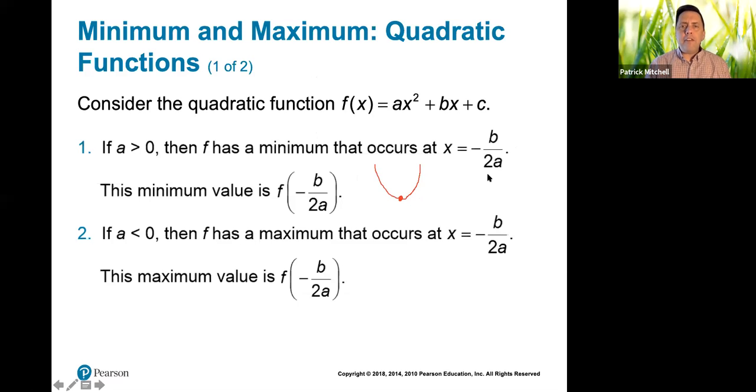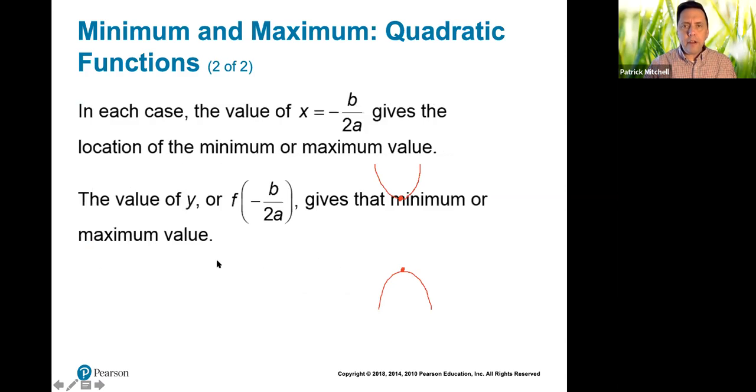Now, when you're doing problems involving the minimum or maximum value of a quadratic function, you have to pay attention to the question that's being asked. Sometimes they will ask you for the x value by saying something like, where does the minimum value occur? If they ask you what is the minimum value, they're looking for a y value. And then similarly, if a is less than 0, that means the parabola opens down. And in that case, your vertex represents a maximum value. All right, so let's see what we have here. In each case, the value of x equals negative b over 2a gives the location of the minimum or maximum value, and the value of y, which is f of negative b over 2a, gives you that minimum or maximum value.